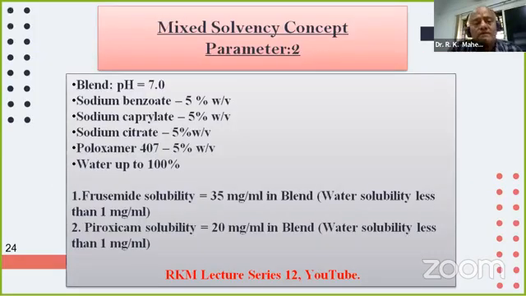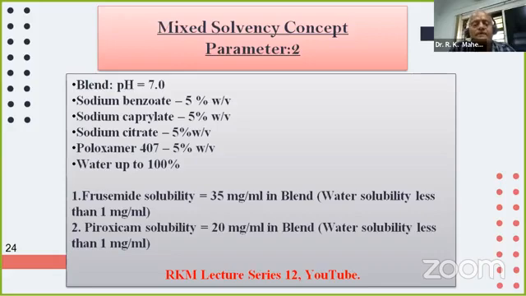Now the second parameter of the mixed solvency concept. The first parameter is that each and everything present in this universe has got solubilizing power. Now the second parameter: since each and everything has got solubilizing power, particularly for pharmaceutical formulations, you should employ the solubilizing power of safe additives. Okay, I will give one example first, then I will discuss how you can utilize this mixed solvency concept to make innumerable safe solvents. So first, you see this one example before you.